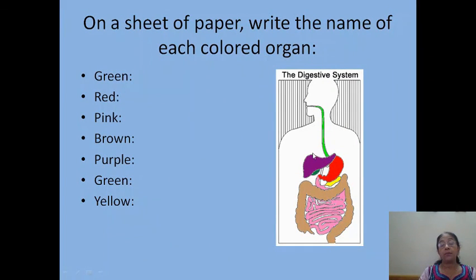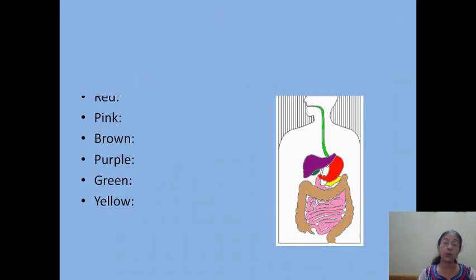This is the diagram of the digestive system of man. On a sheet of paper, draw this diagram and write the name of each colored organ. So take a pause, think of it, and write on the sheet of paper. Oh, so you finished? Let's see what you did.